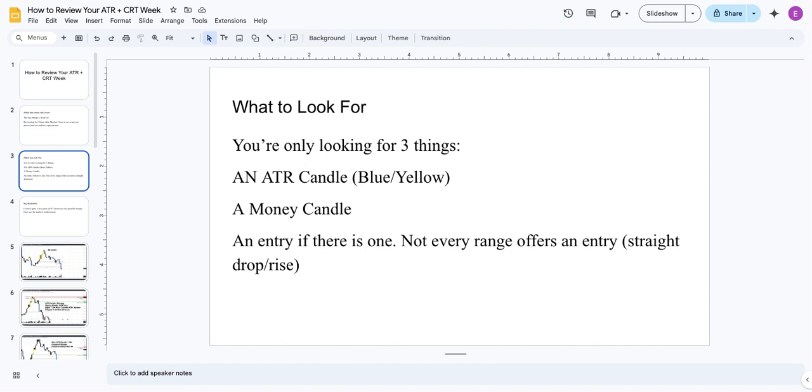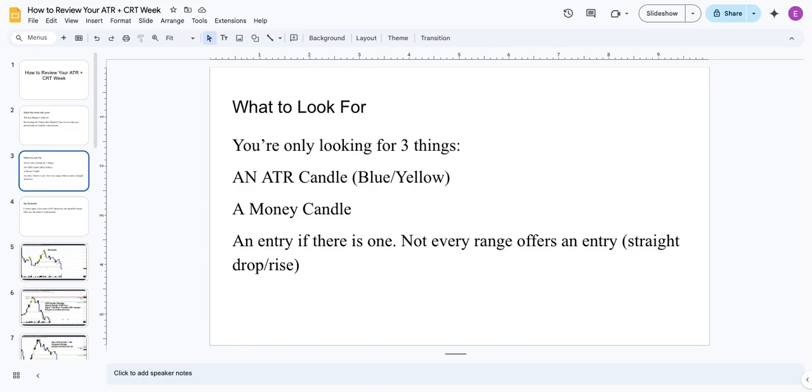And I suggest doing this once a week, maybe every Friday at the market close, or even Sunday. Sunday's a good time too. We're only looking for these things: the ATR candle that establishes your range. And if you're not sure what I'm talking about, be sure to take a look at the linked video in the description telling you what the candle range theory is, and take a look at the ATR candle indicator as well. Take a look at those two videos. This video will make a lot more sense.